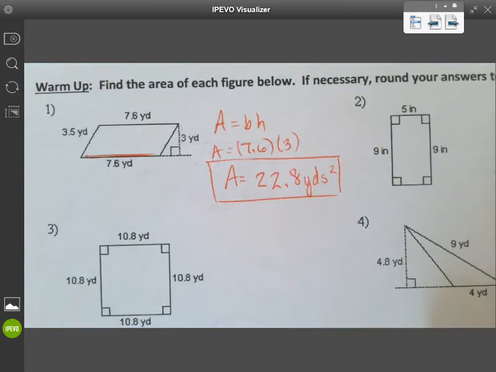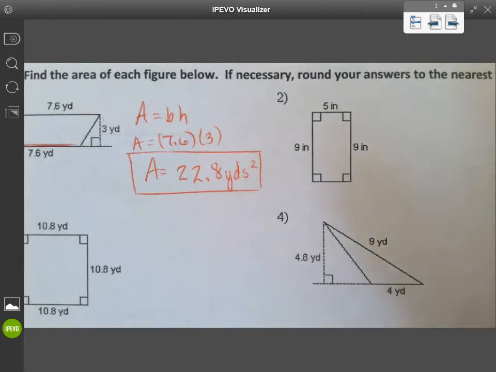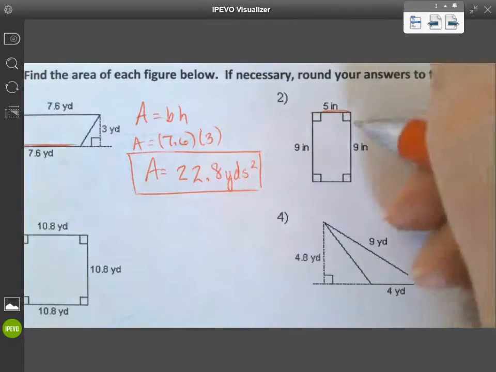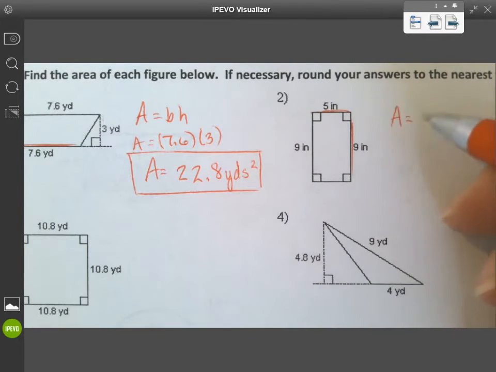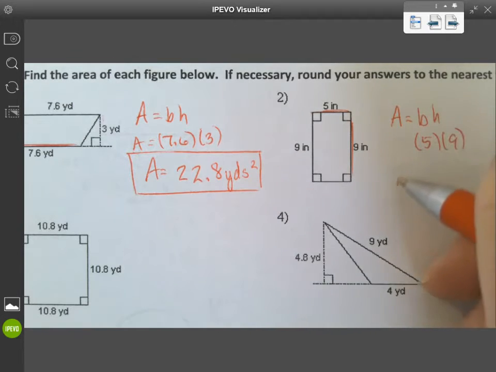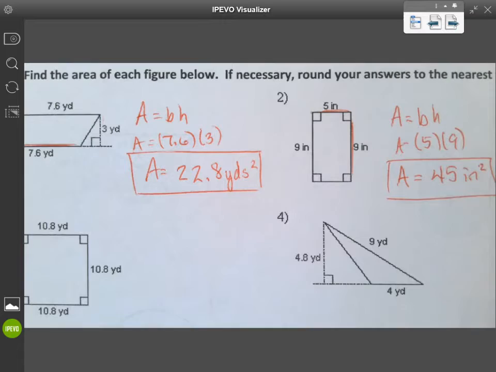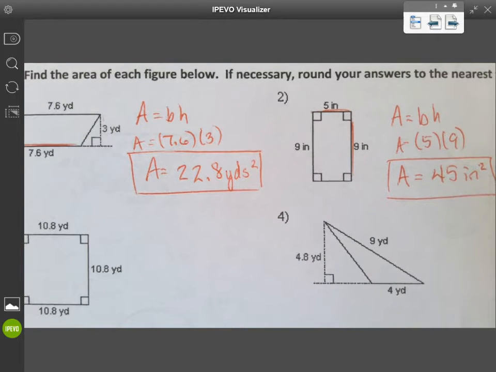Okay, let's move over to our rectangle. Rectangle is really the same formula, base times height. So base times height, that would be 5 times 9, and so my area is 45 inches squared. All right, what's my next shape in number 3?